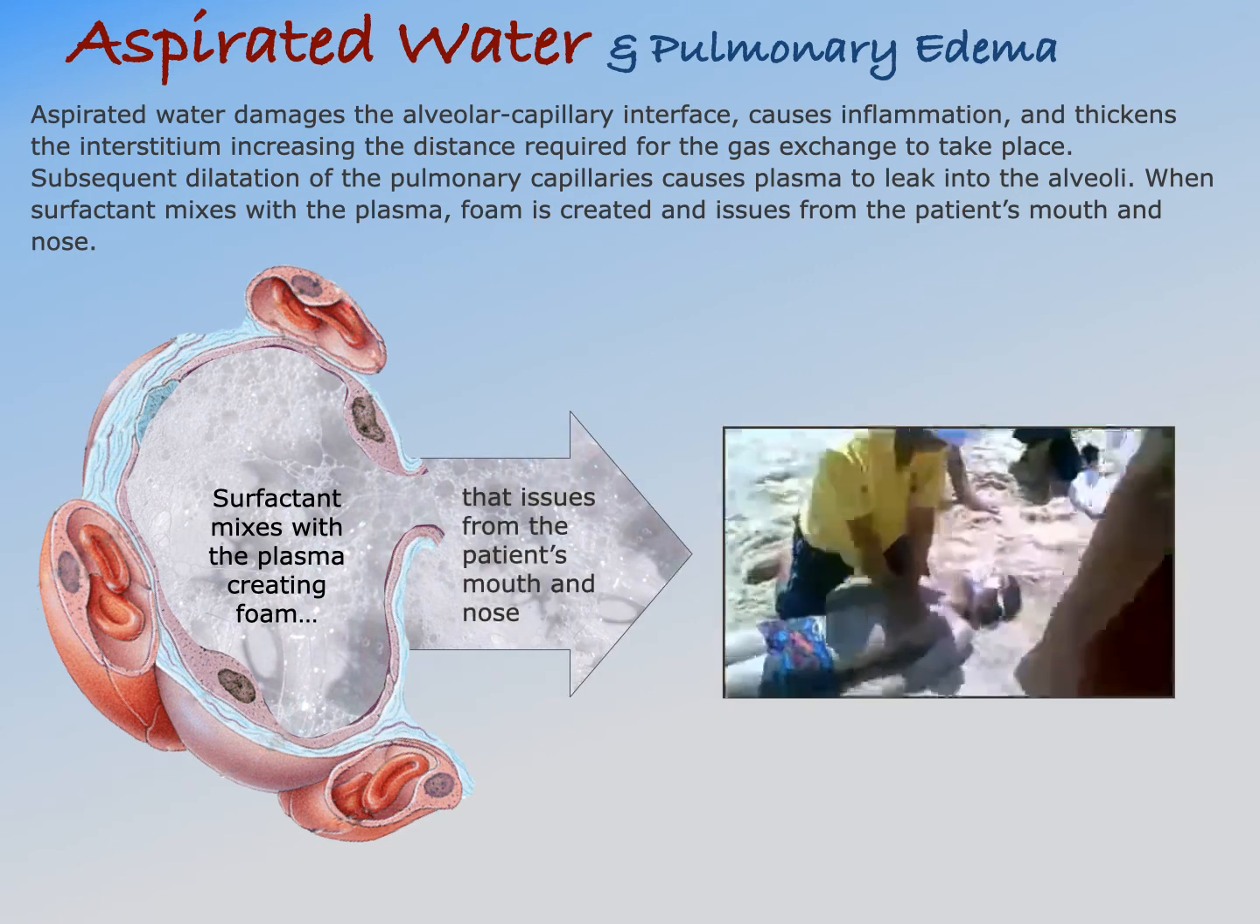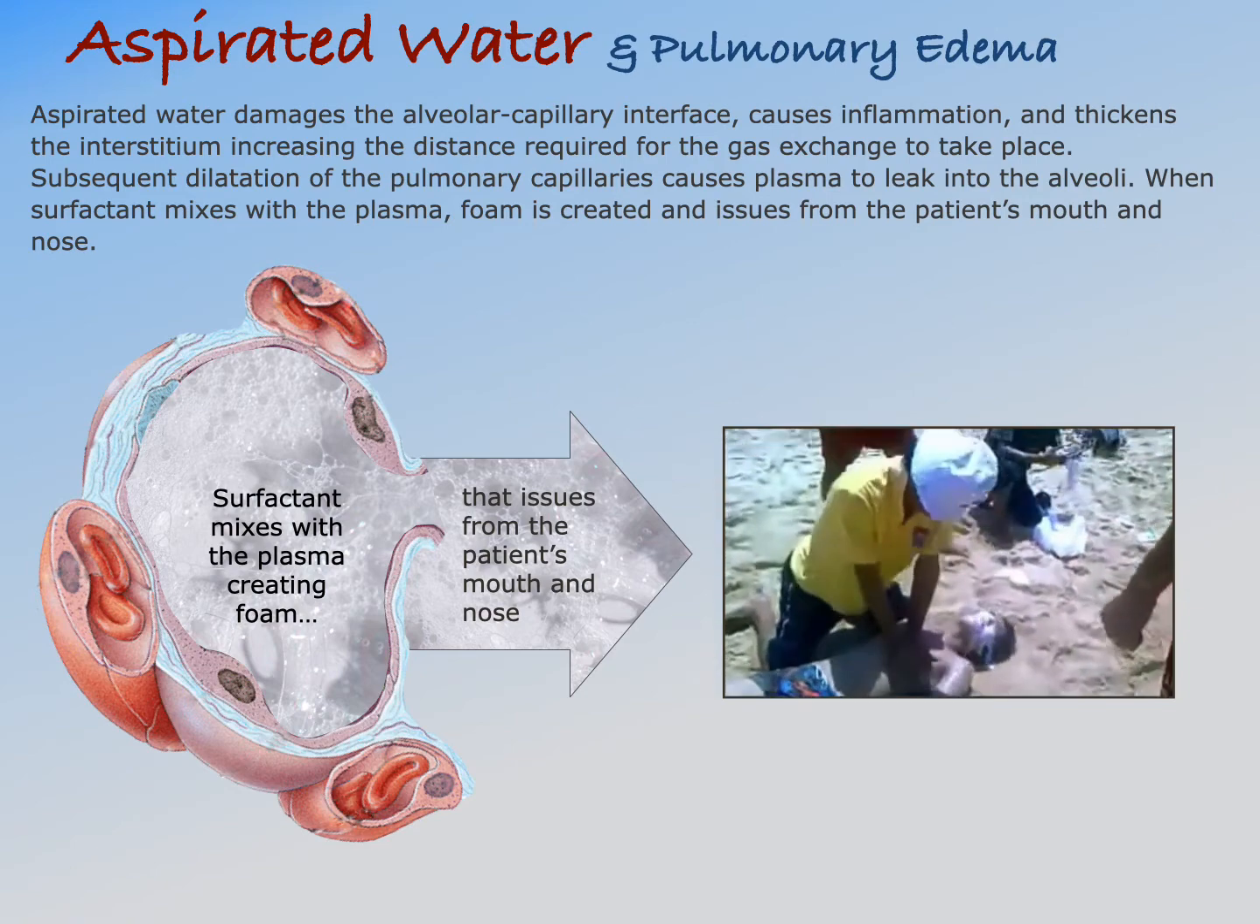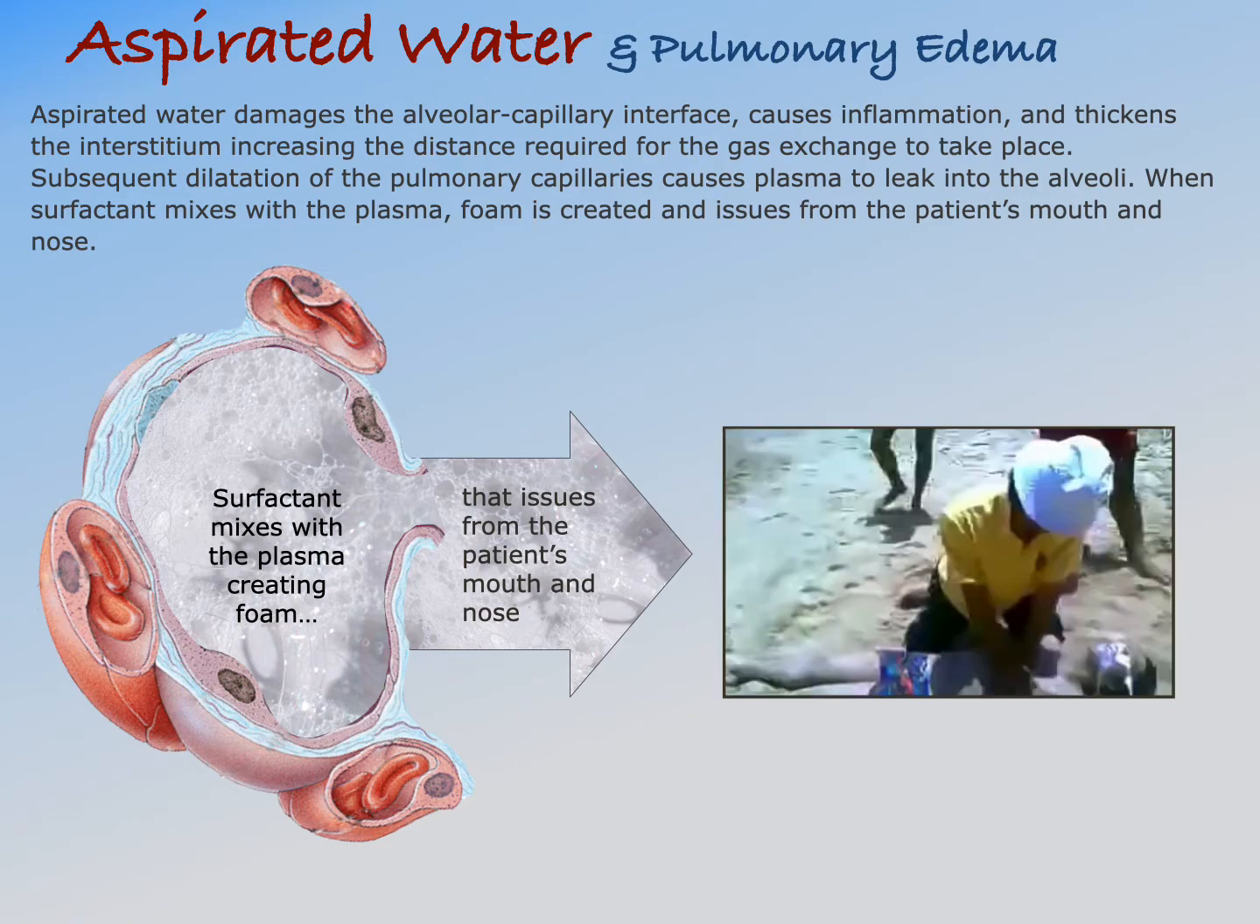And here in this short video, you can see as this person's doing chest compressions, that foam is just being pumped right out of this person's mouth and nose. Now that foam is coming from the airway. It's the mixture of the plasma and the surfactant. Okay, it's not vomitus. It's not water coming out of the stomach. It's coming from the lungs.